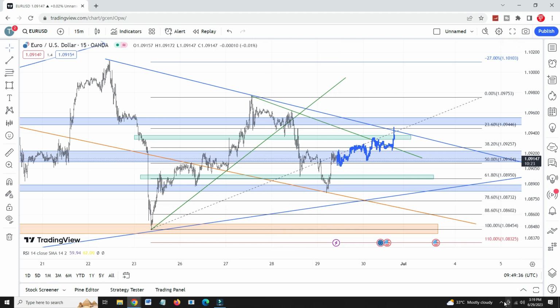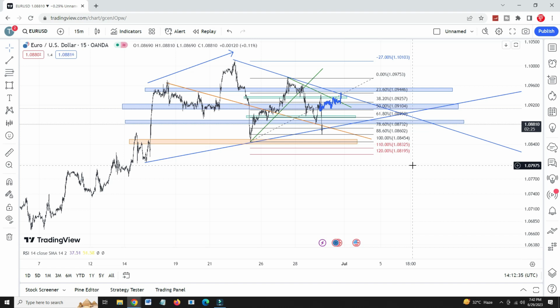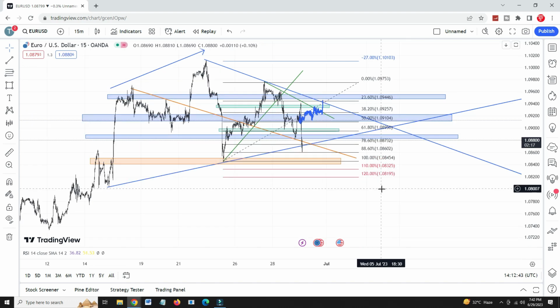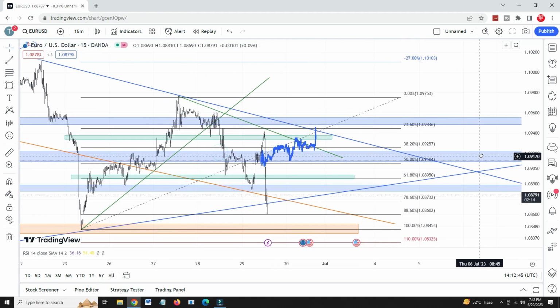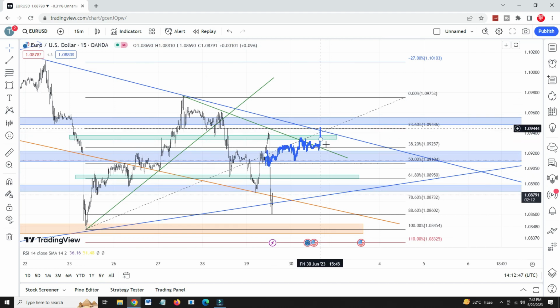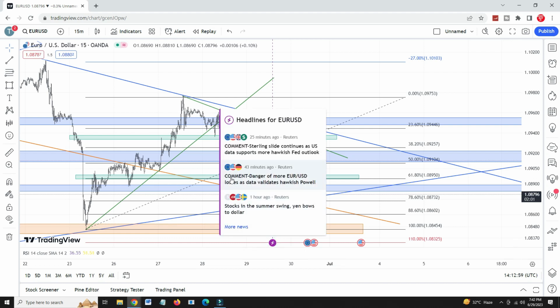So bye for now. Hi, I'm back and quite some time has passed, and I'm actually right and also wrong about what was going to happen. I predicted that the price will go up till here, and it went up till here, almost where I had predicted it, just much earlier than before, and then it dropped very hard. Now the reason it dropped is because there was news. More Euro USD losses, data validates hawkish Powell.